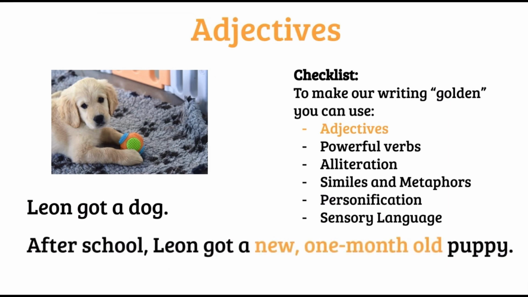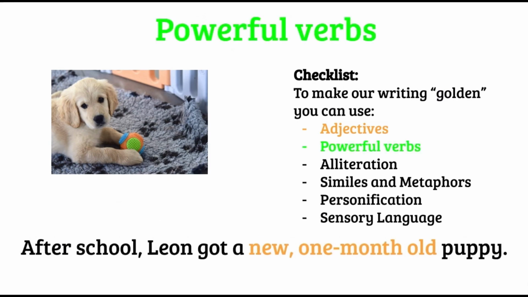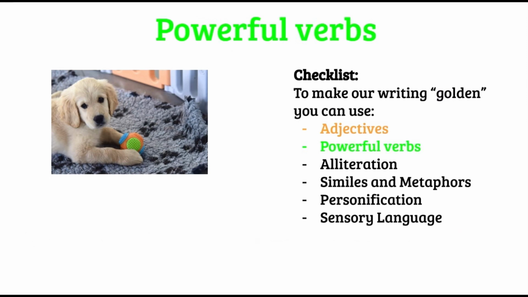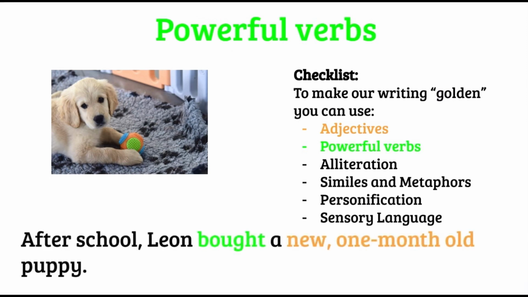I'm also going to add in a sentence opener to tell you when this happened. After school, Leon got a new, 1-month-old puppy. Next, I'm going to look at the verb. At the moment, my verb is got. I want to make it a little bit more interesting and make it a powerful verb. So I'm going to say, after school, Leon bought a new, 1-month-old puppy.